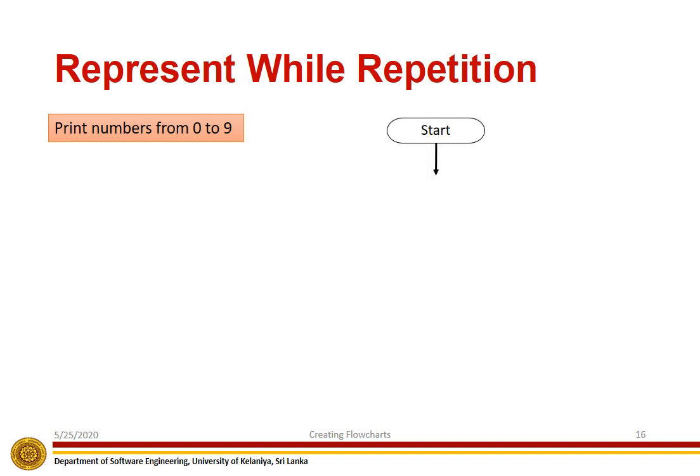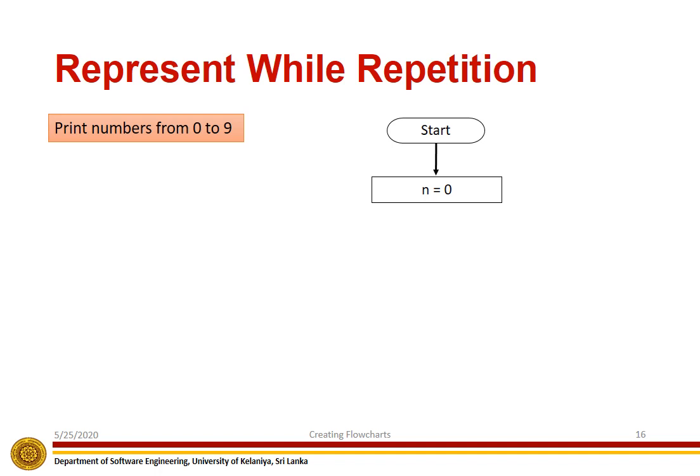Then in the while loop, what do we do first? The initialization. Here we want to start from 0 because we have to print the numbers from 0. So the initialization condition is n equals 0. We can write it inside the process symbol. And here the number that we want to print is the variable n.